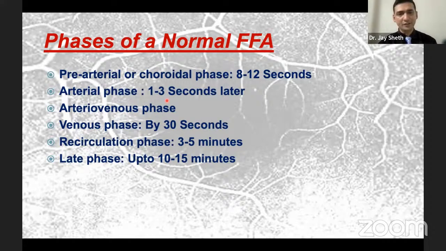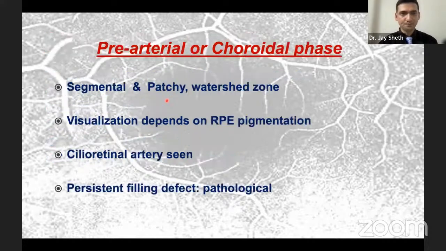Then there's a recirculation phase. Once the dye fills all the veins completely, it gets recirculated into the blood, and this usually lasts up to 3 to 5 minutes. And very late phase fluorescein angiographies are usually done from 10 to 15 minutes. So we will go through all these stages one by one now.